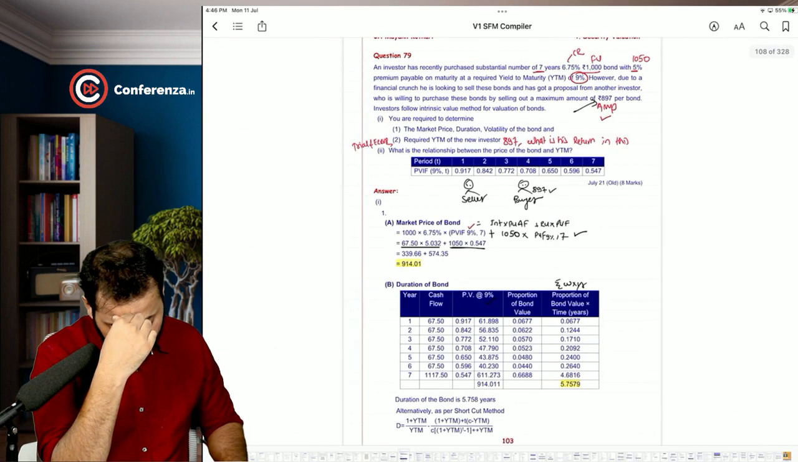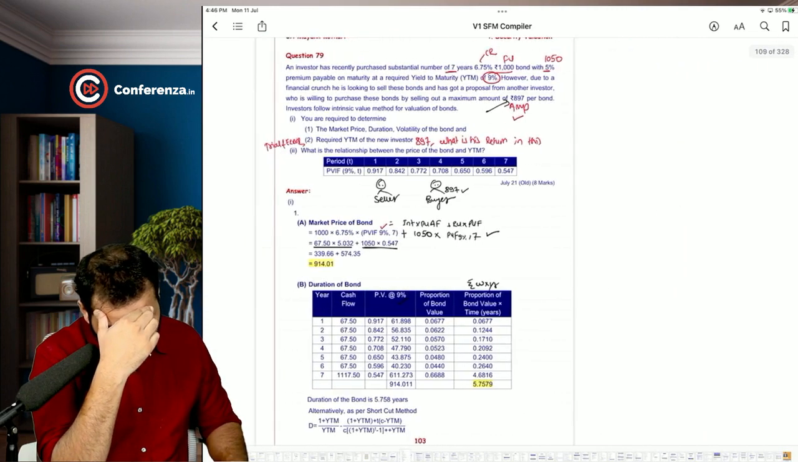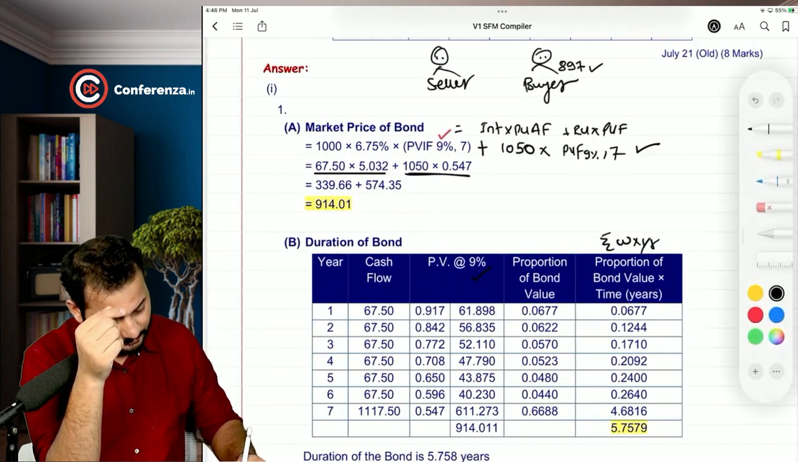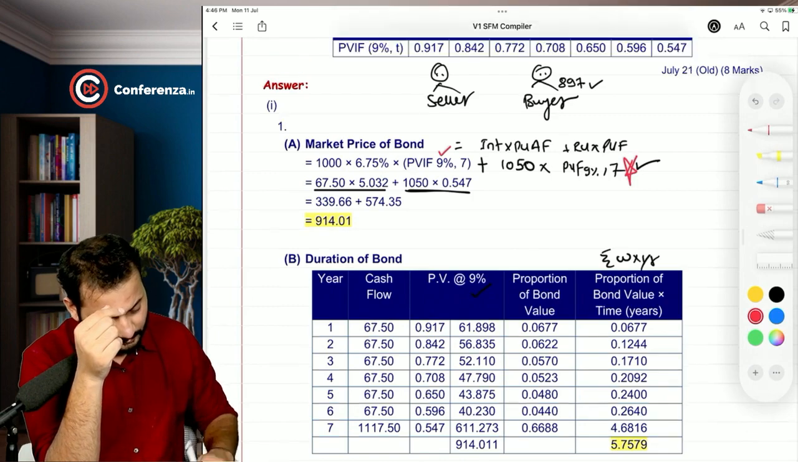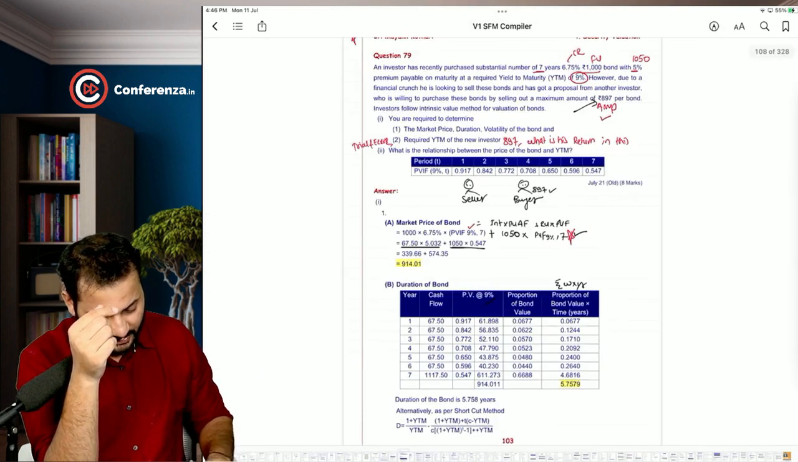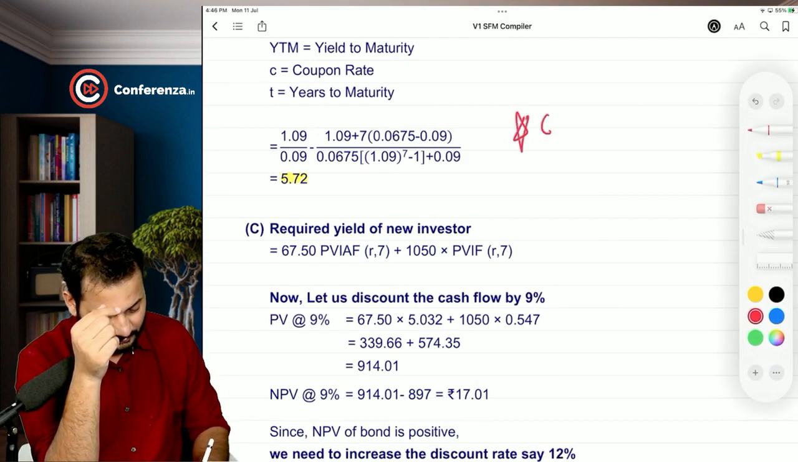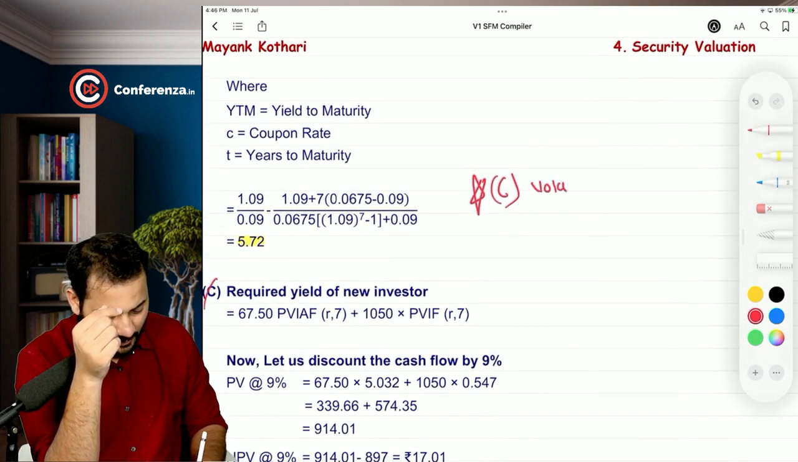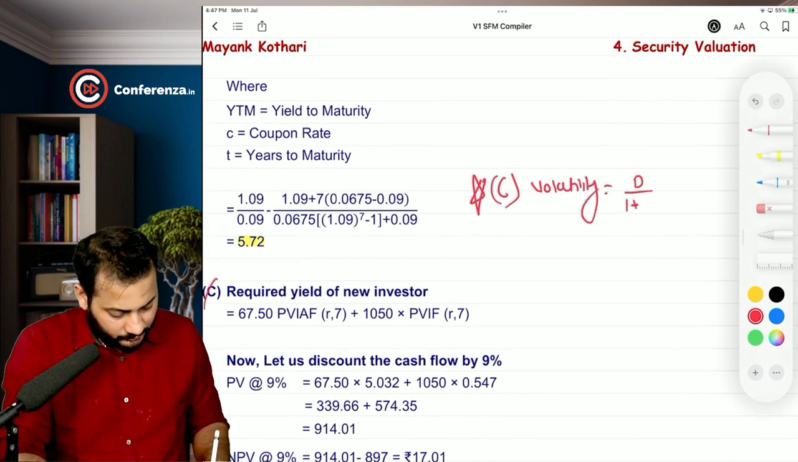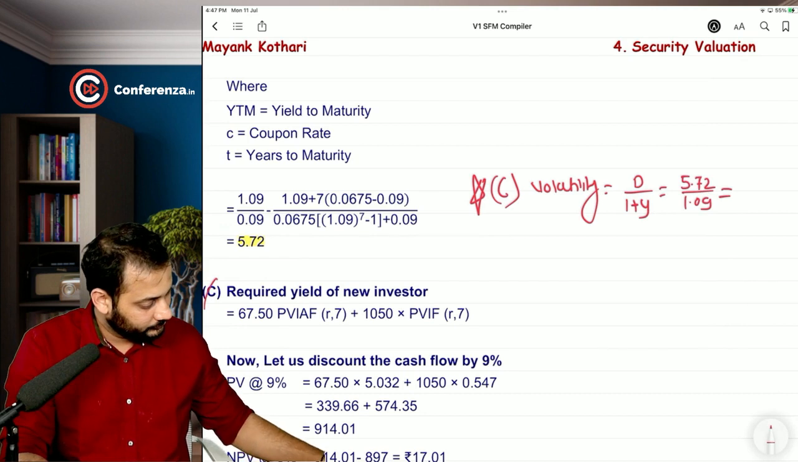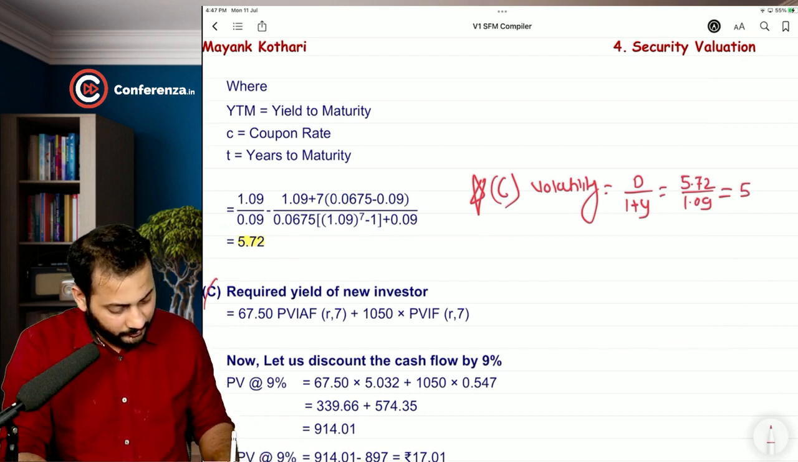Okay, the C part is missing in here. Let me just write down. C part is missing in the compiler. So please write it down by yourself and make it D, or we can say second part. So C part is volatility. Duration divided by 1 plus YTM. Duration is 5.72, YTM is 1.09. The answer will be 5.25.